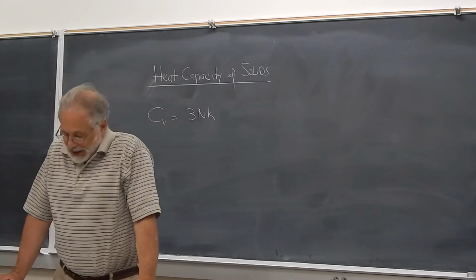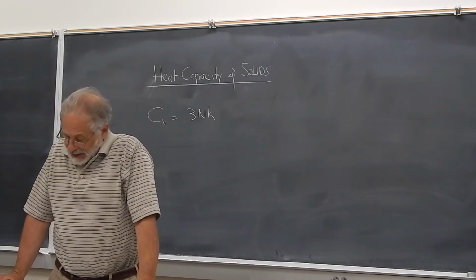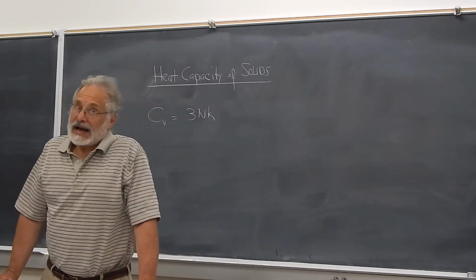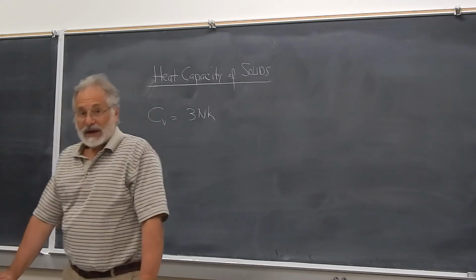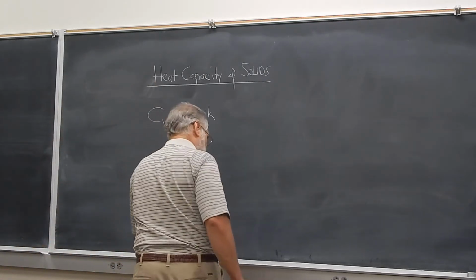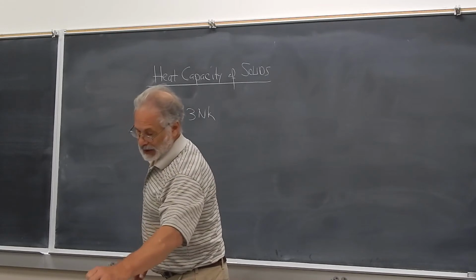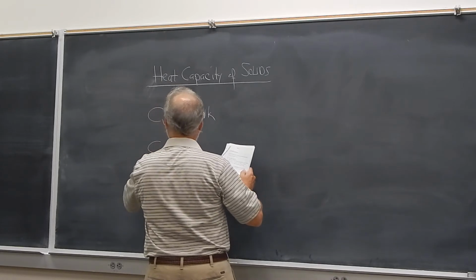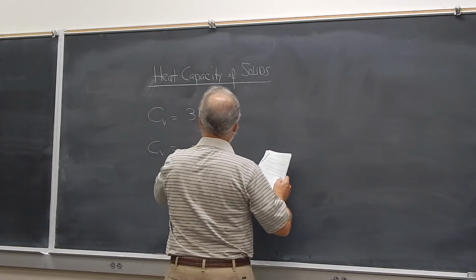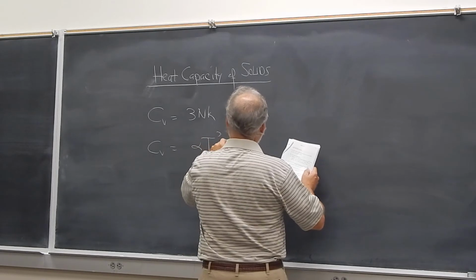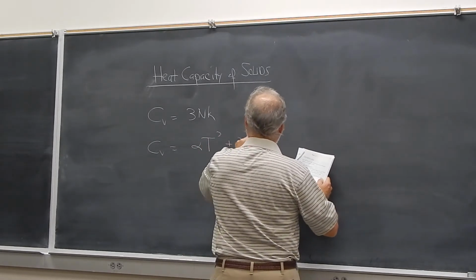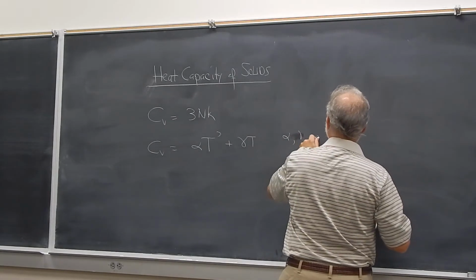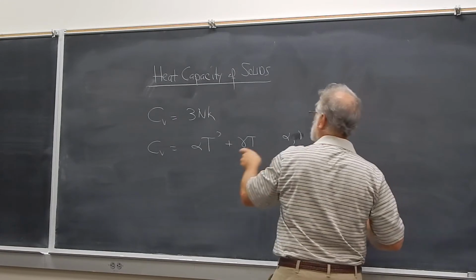The second observation is that at low temperatures, experimentally, the heat capacity decreases and vanishes as T approaches 0, as is dictated by the third law. The experimental data indicate that the behavior is on the order of alpha T cubed plus gamma T, where alpha and gamma are constants. So that's what's observed experimentally.